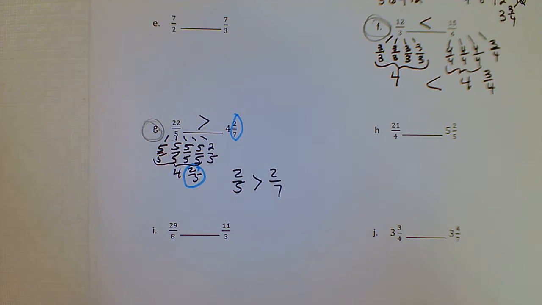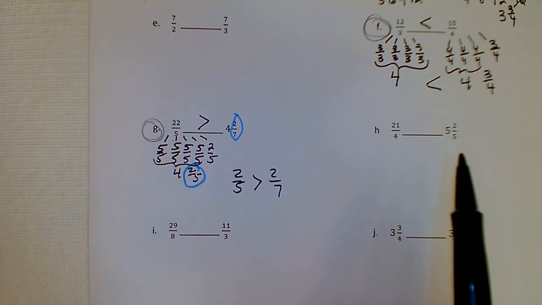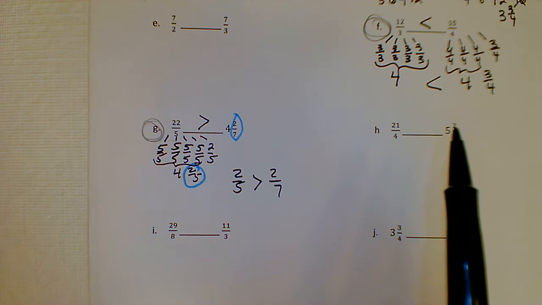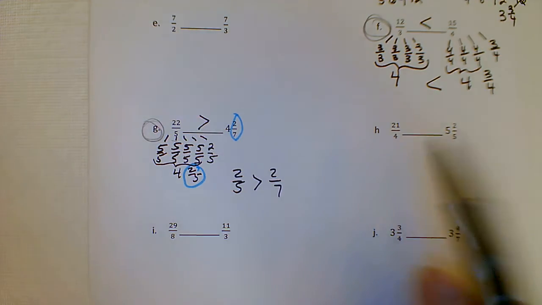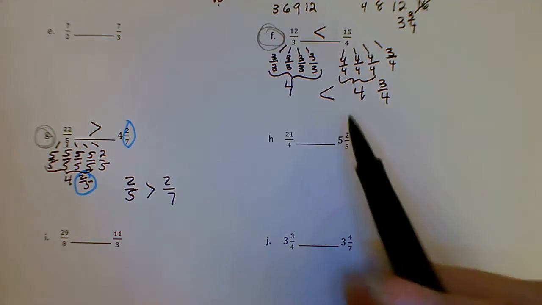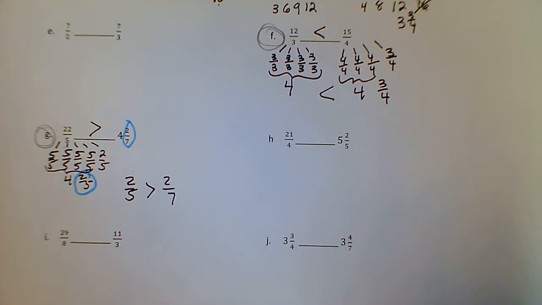Give me 1 second. So I'm actually going to model just one more of these for you. And the reason is that we haven't done where we had unrelated denominators. And I do want to do that really quickly with you. So here in H, we have 21 fourths and we have 5 and 2 fifths. So the first thing that I'm going to want to do is convert that 21 fourths into a mixed number.